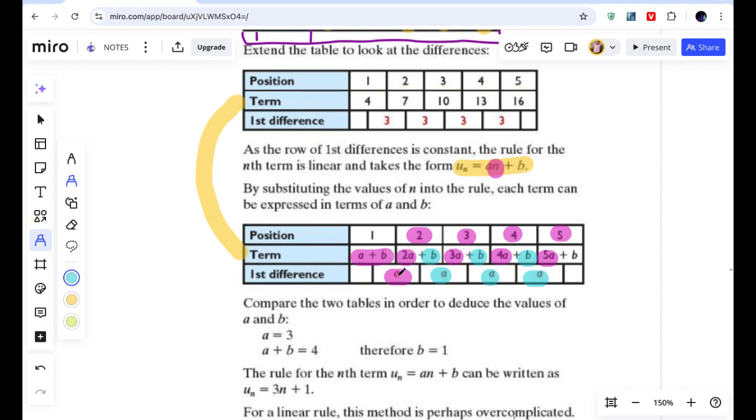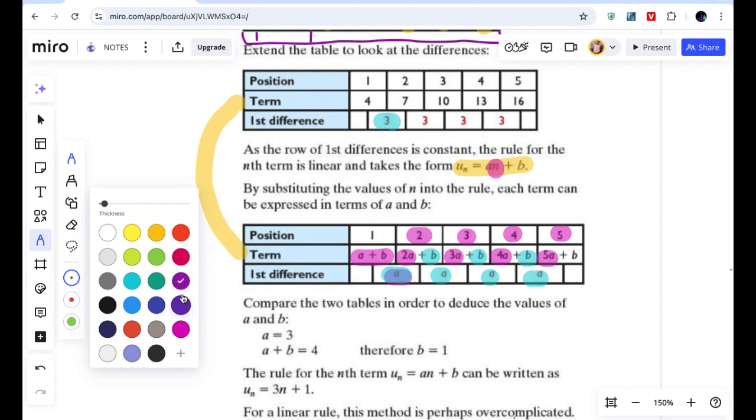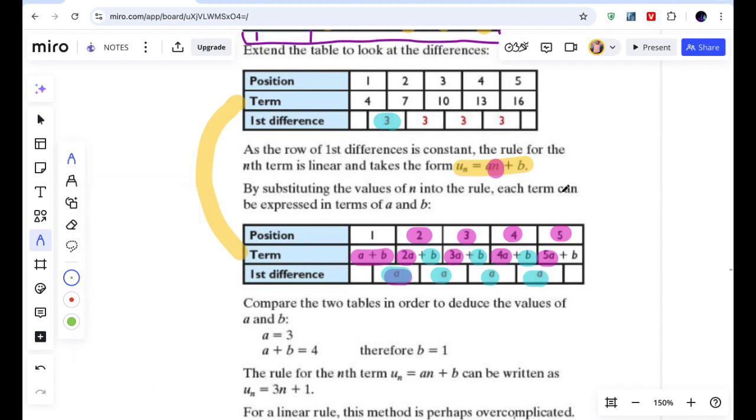So whatever is here is equal to whatever is here. Whatever is in this place is equal to whatever is here. So A equals 3. We need to find A and B.